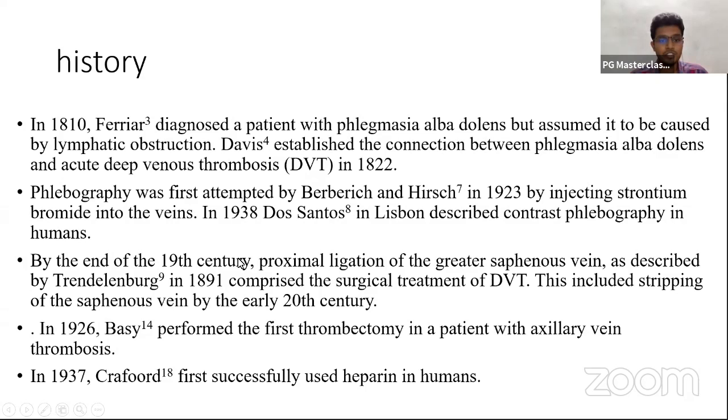By the end of the 19th century, proximal ligation of the greater saphenous vein, as described by Trendelenburg in 1891, comprised the surgical treatment of deep venous thrombosis. This included stripping of the saphenous vein by the early 20th century. In 1926, Bassi performed the first thrombectomy in a patient with axillary vein thrombosis. In 1937, Crawford first successfully used heparin in humans.